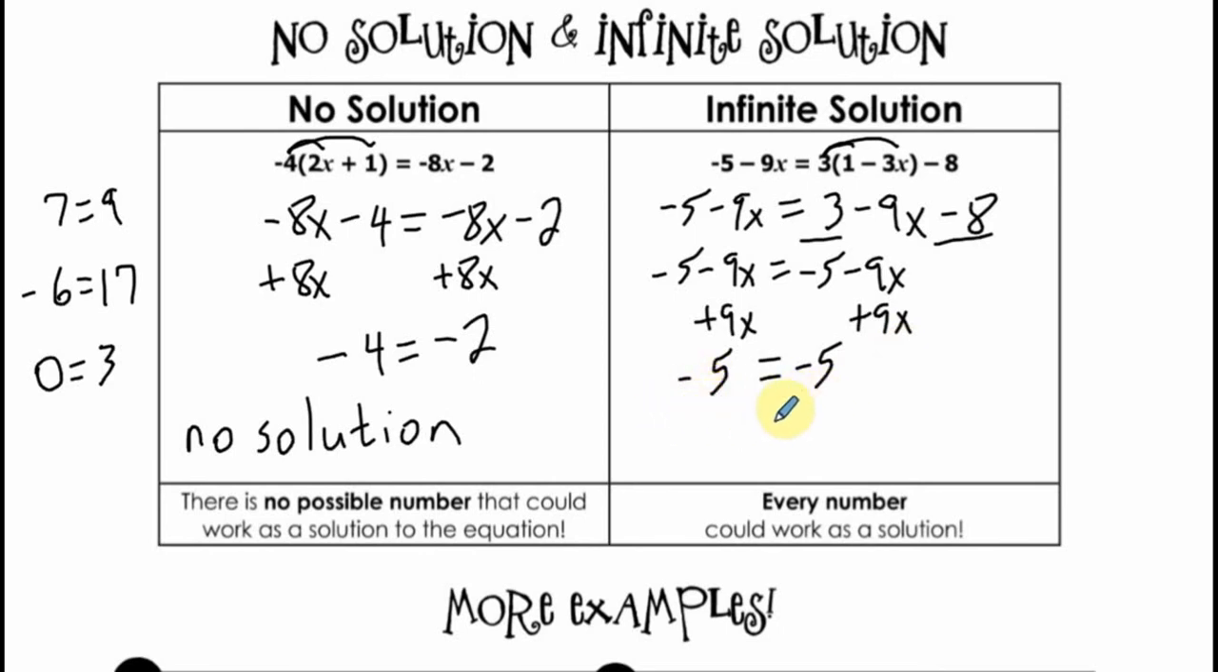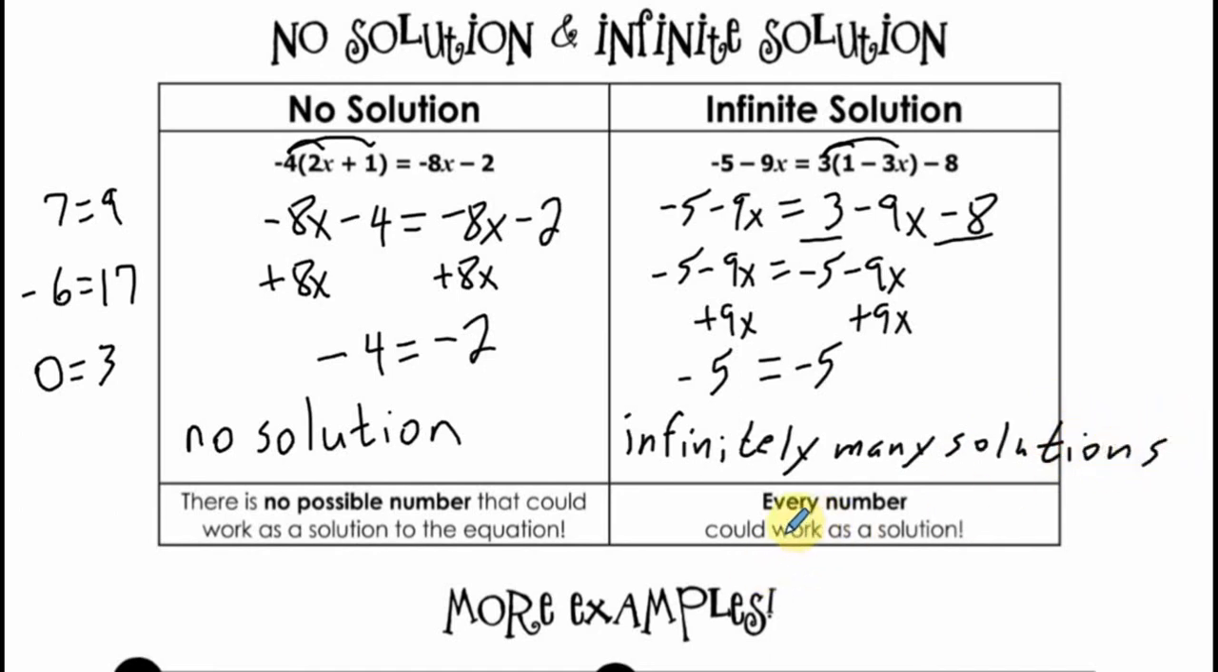Now, notice how this one, negative 5 equals negative 5, is different than this one. The two sides are equal. Negative 5 is always equal to negative 5. That tells me that left side always equals right side. It doesn't matter what you put in for x. So we can put here infinite solution, maybe phrased a little bit better, would be infinitely many solutions.